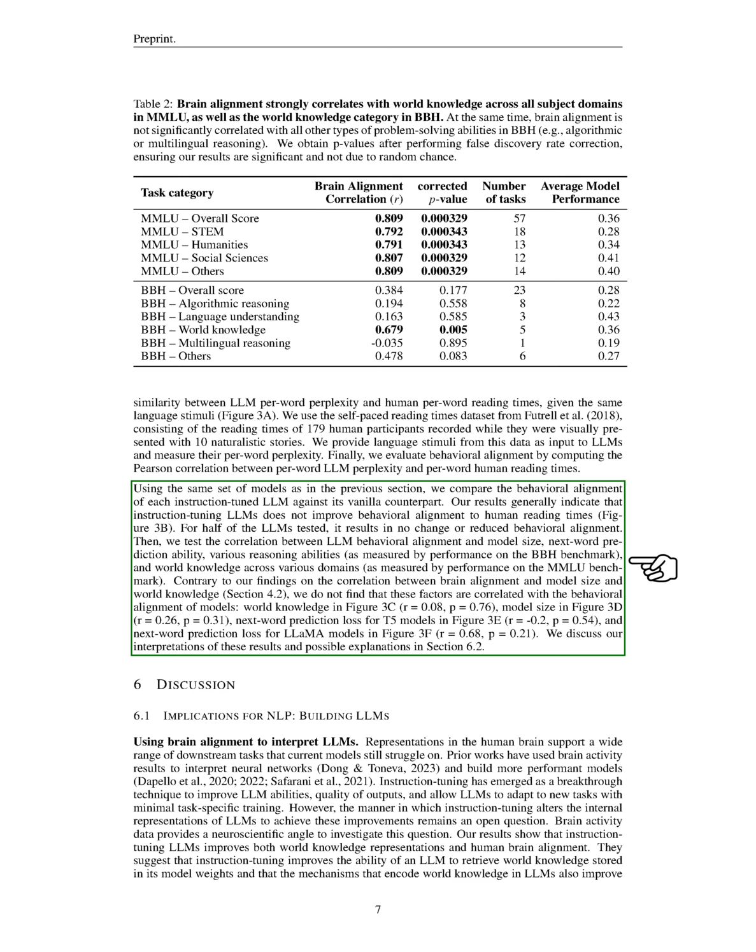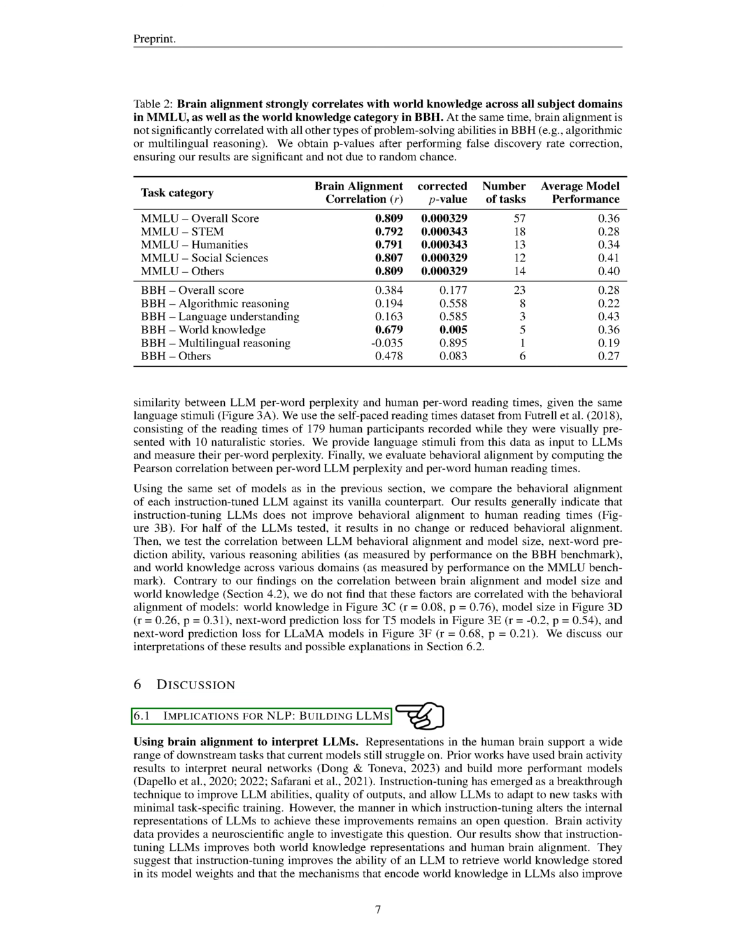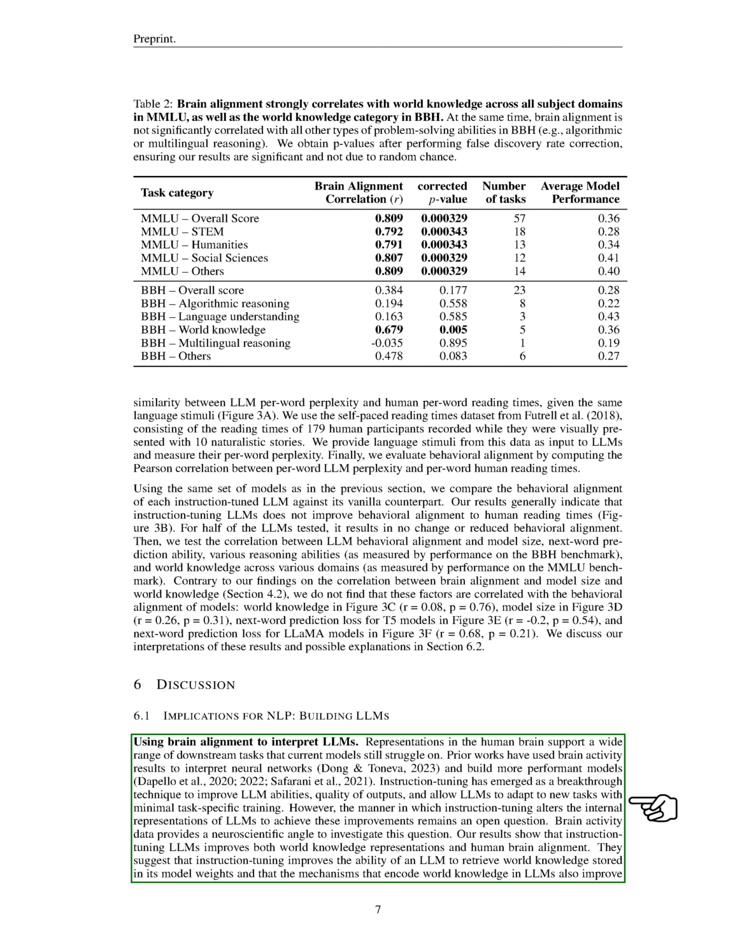Section. Discussion. Let's discuss the implications of our findings for both natural language processing, NLP, and neuroscience. In the context of NLP, we've been exploring how to build and improve language learning models, LLMs. One of the techniques we found to be particularly effective is instruction tuning. This method enhances the capabilities of LLMs, improves the quality of their outputs, and allows them to adapt to new tasks with minimal task-specific training.